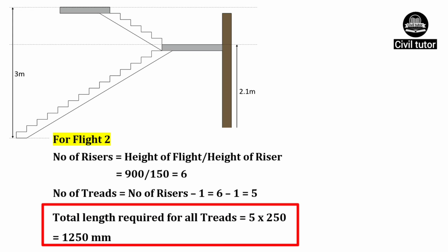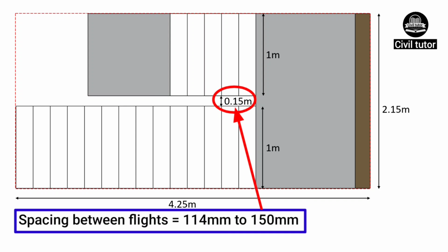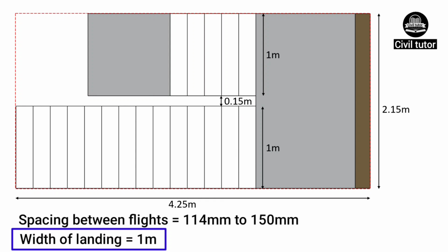into 250. The space between two flights should be kept between 114 to 150 mm. Let's take this as 150 mm. The minimum width of landing should be kept greater or equal to the width of flight. So the width of landing will be equal to 1 meter.